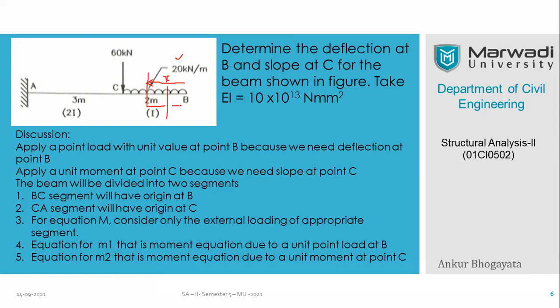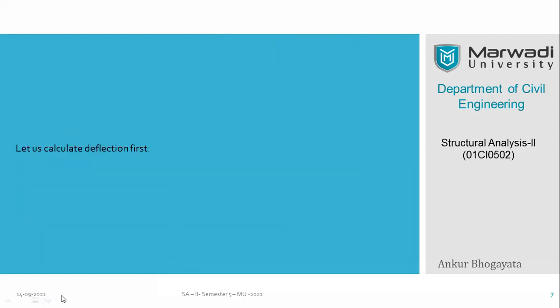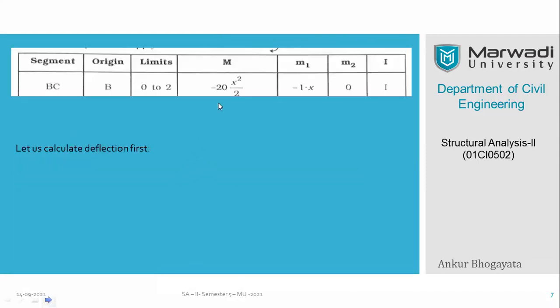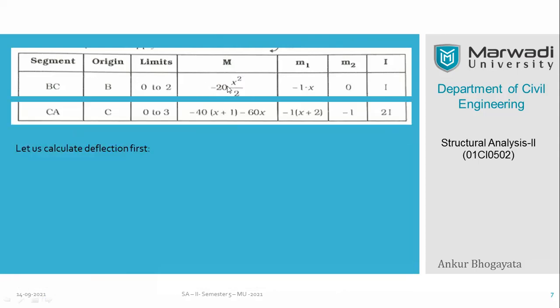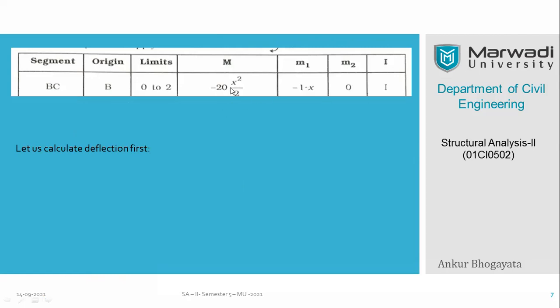So half of this will be X by 2. Again, you have to multiply it with the X by 2 term. So 20X into X by 2 gives you the value of 20x square by 2 itself. So this is quite understandable, and since it is negative, because it is clockwise, right?